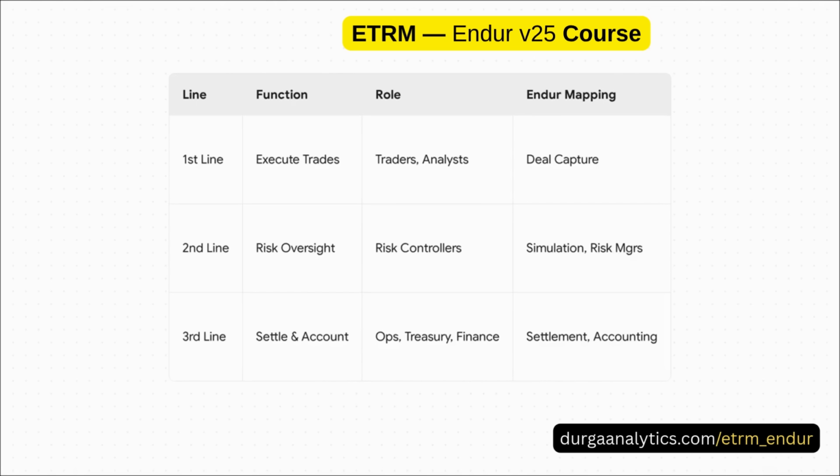This table right here, this is basically the Rosetta Stone for our entire conversation today. Just look at how perfectly the business model maps to the technology. The first line, the people executing trades, that's deal capture in Endur. The second line, providing that critical oversight, that maps directly to the simulation and risk managers. And the third line, settling and accounting, well, that's the settlement module. And that's no accident. The system is literally designed to enforce this structure. So let's break down each line.